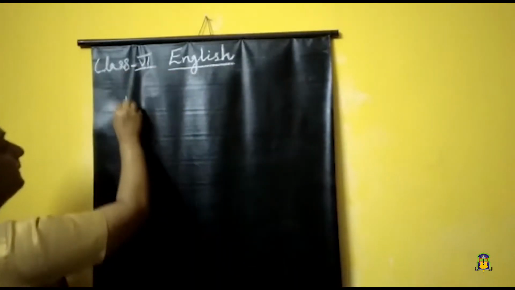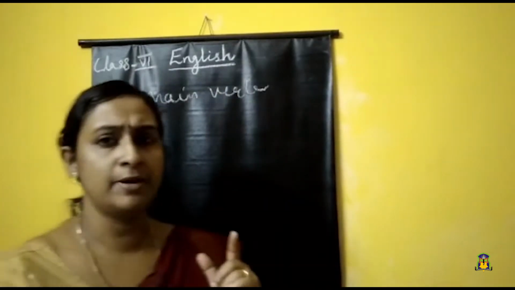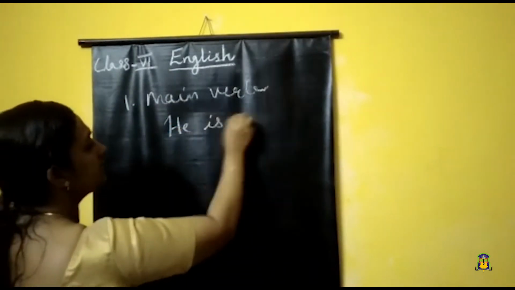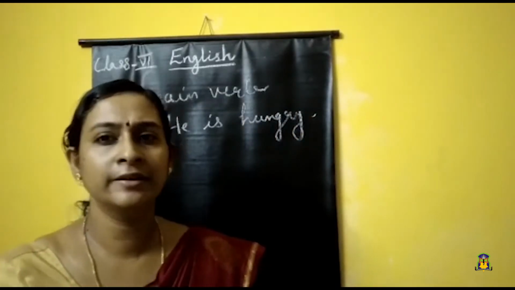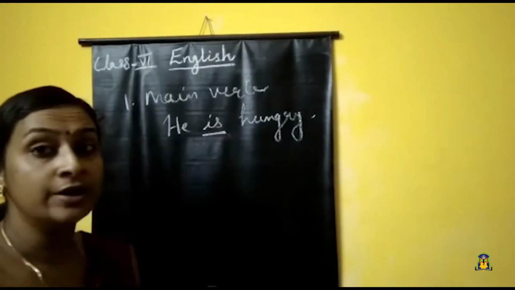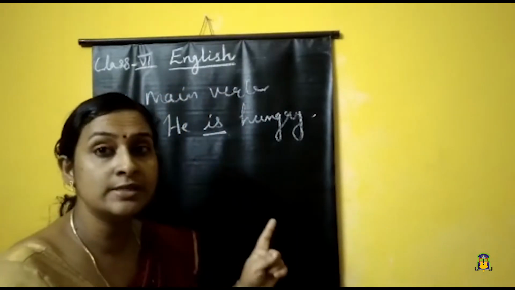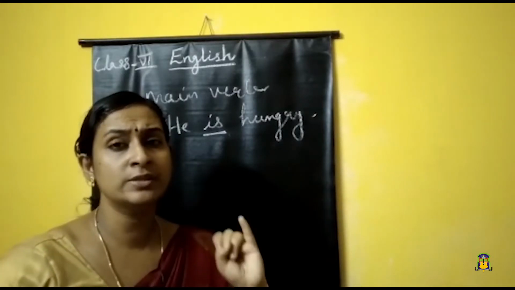The first use of be form is, it is used as main verb. That's the first use. Let's look at one example. He is hungry. Can you find the verb here? Yeah, is. Is is a be form. So, here it is used as main verb. Got it? So, that's the first use. Be is used as main verb.